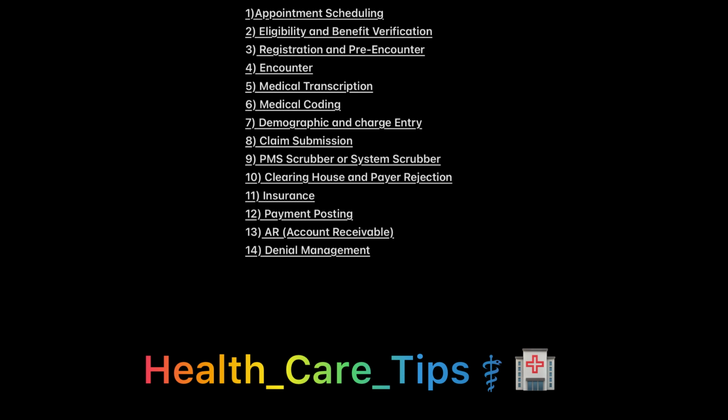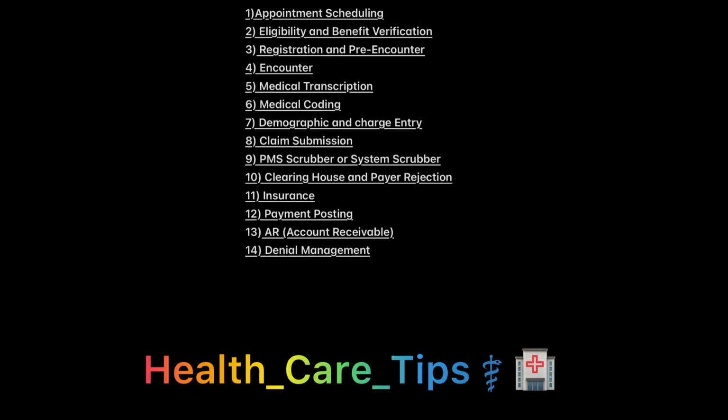Clearinghouse and payer rejection. When a claim is submitted from the system and there is no format issue, then it goes to the clearinghouse, which acts similarly as a system scrubber but rejects the claim after checking additional information among patients, payers, and providers. These rejections could be patient eligibility issues, provider enrollment issues, payer ID issues, etc. So, always check the clearinghouse to verify whether claims have been forwarded to the insurance company or not.